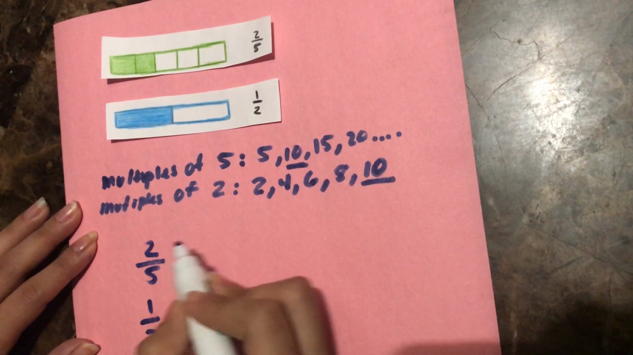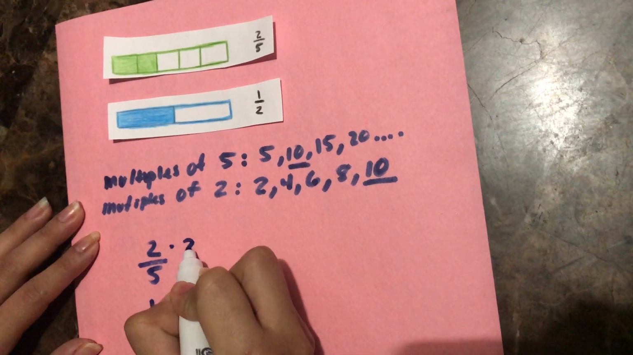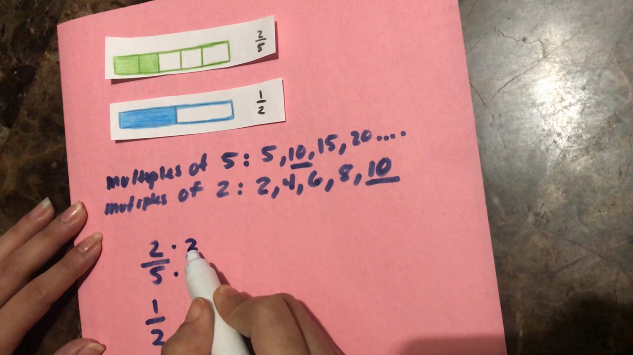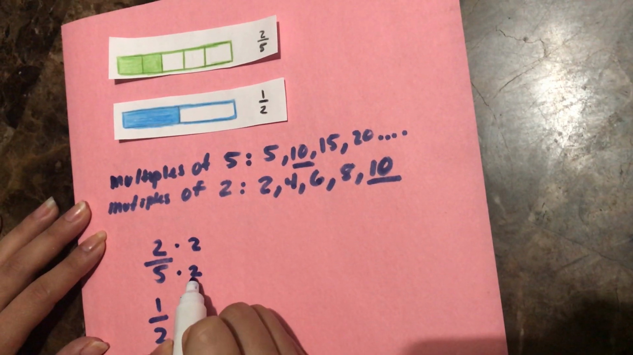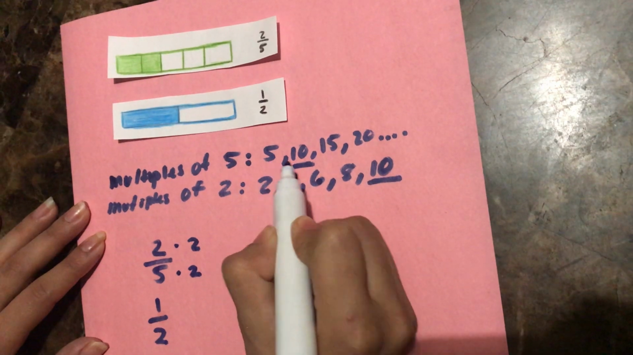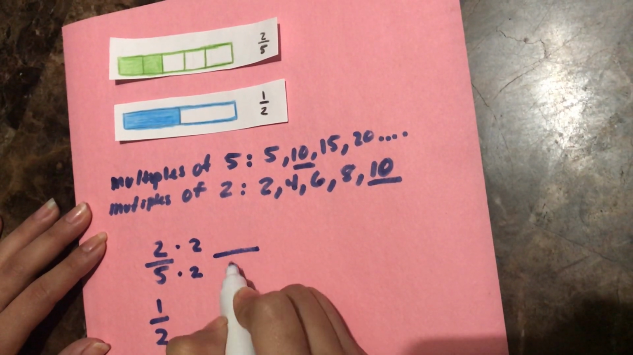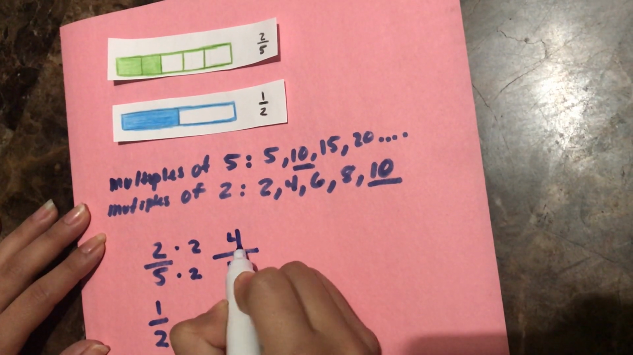So we need to multiply this one by 2. Whatever you do to the bottom, you have to do to the top. So 5 times 2 equals 10. So 5 times 2 is 10. And then 2 times 2 equals 4.